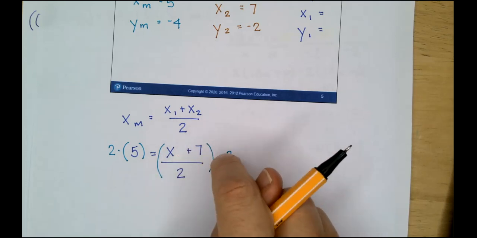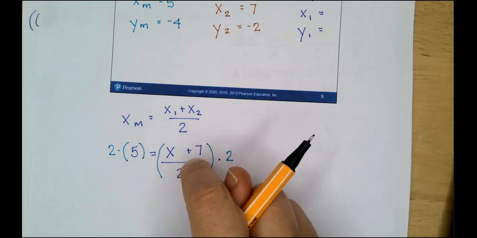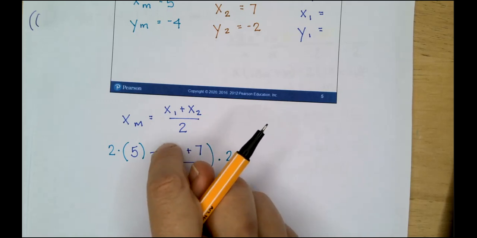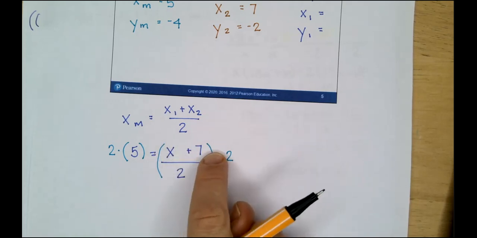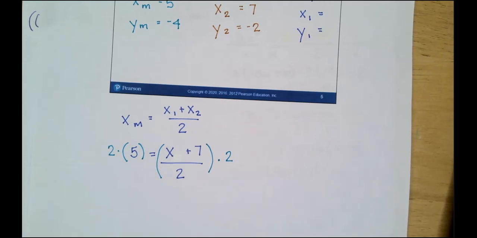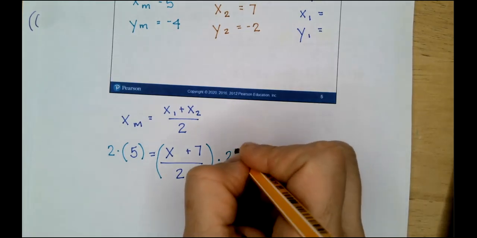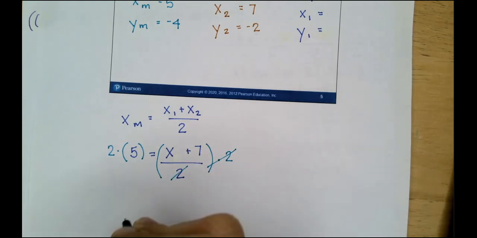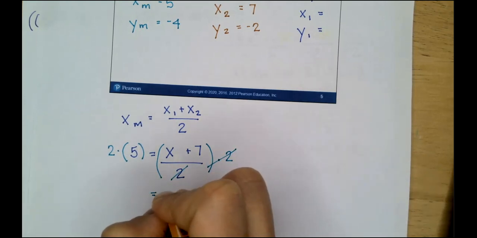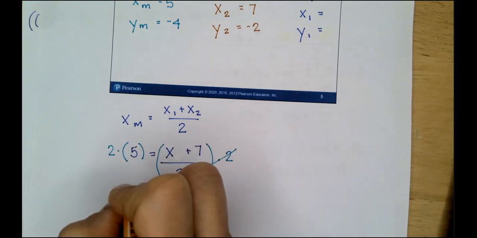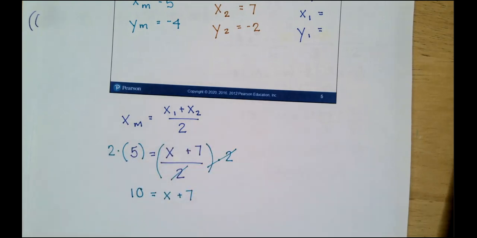That's why I can't subtract 7 first, because the 7 is still being divided by 2, just like the x is being divided by 2. So I want to take the 2 away before I deal with the 7. Good? All right, so I did that so that those 2 would cancel. On this side now I just have x plus 7, but here I have 2 times 5 is 10. Good.